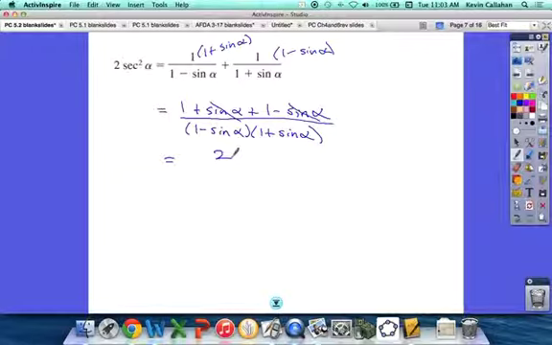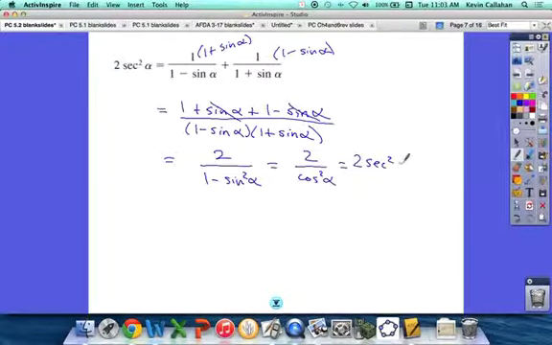And then what is 1 minus sine times 1 plus sine? 1 minus sine squared. But 1 minus sine squared is cosine squared. And now looking at the left-hand side that we're shooting for and the right-hand side that we've got so far, what's the last change? I mean, cosine squared in the denominator is secant squared in the numerator. So that is 2 secant squared alpha.